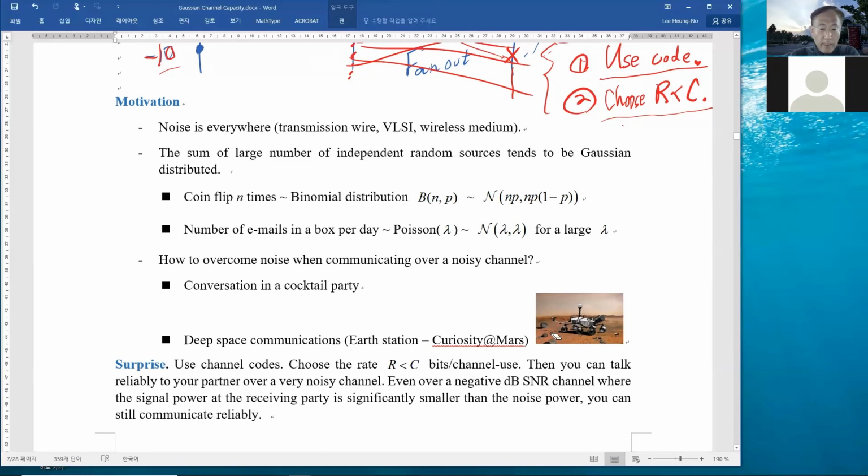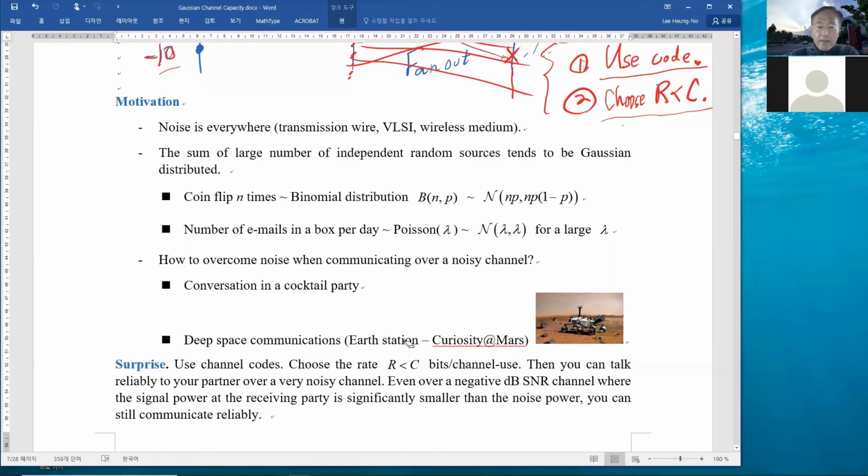And in order to make out the signal that you sent, or the message that you sent, the scheme has to be very smart. And the other case is worse. Let's say Curiosity has taken some pictures of the Martian environment, and it wants to send the picture back to the Earth station.